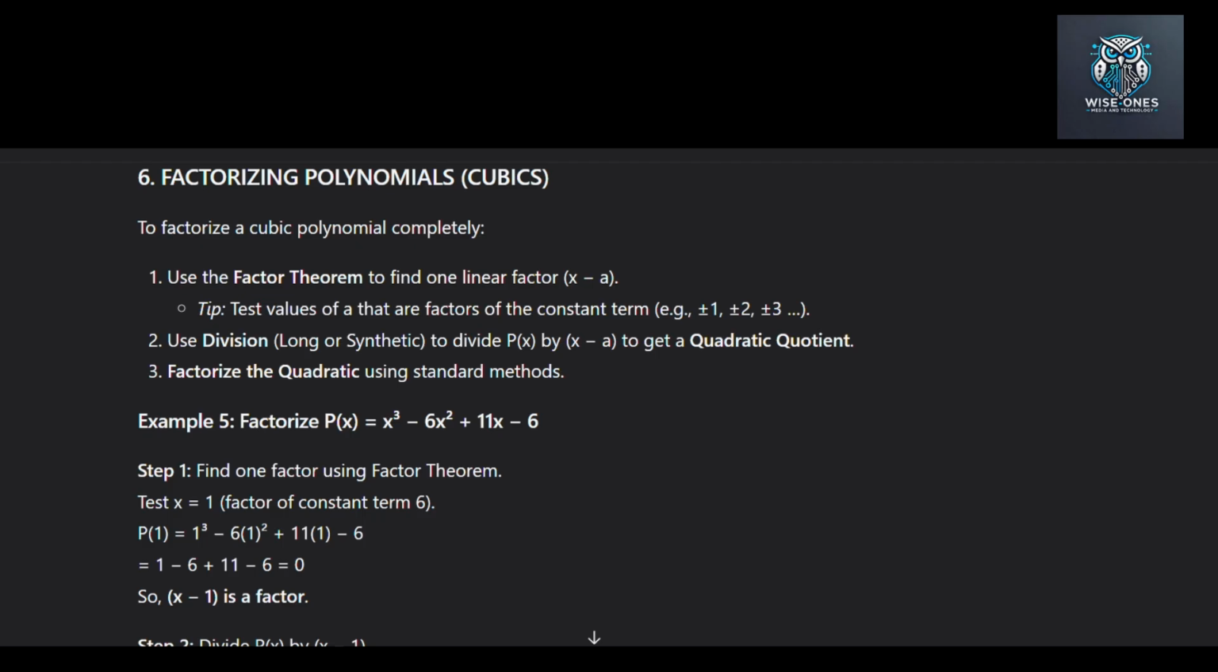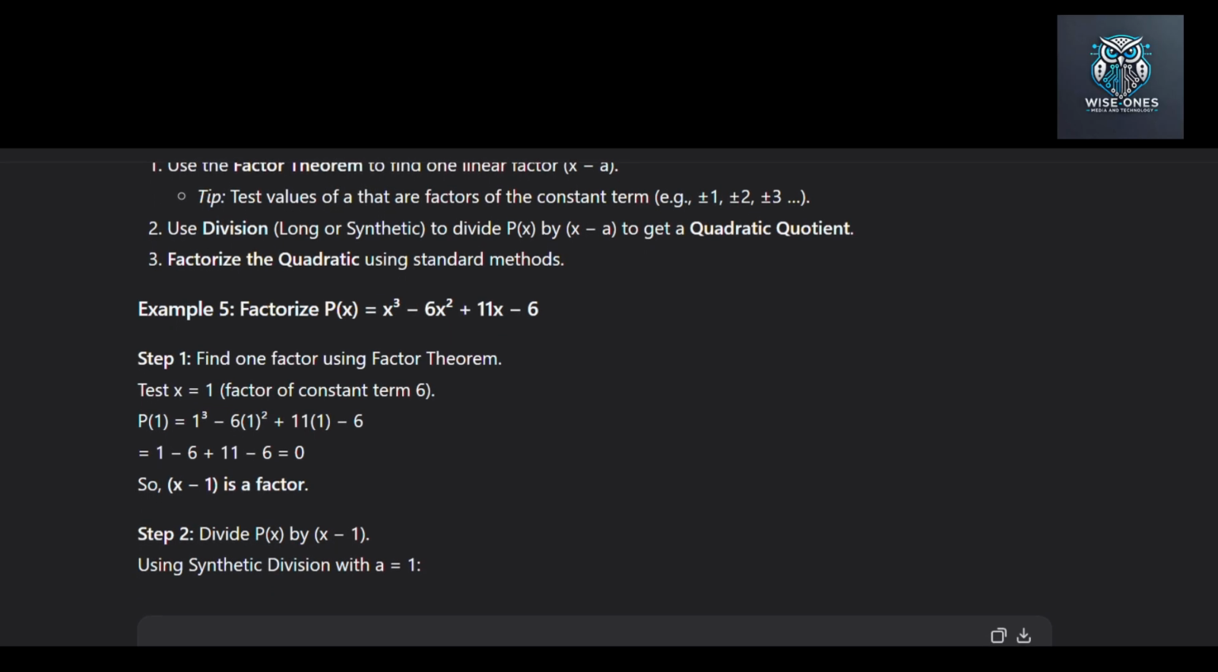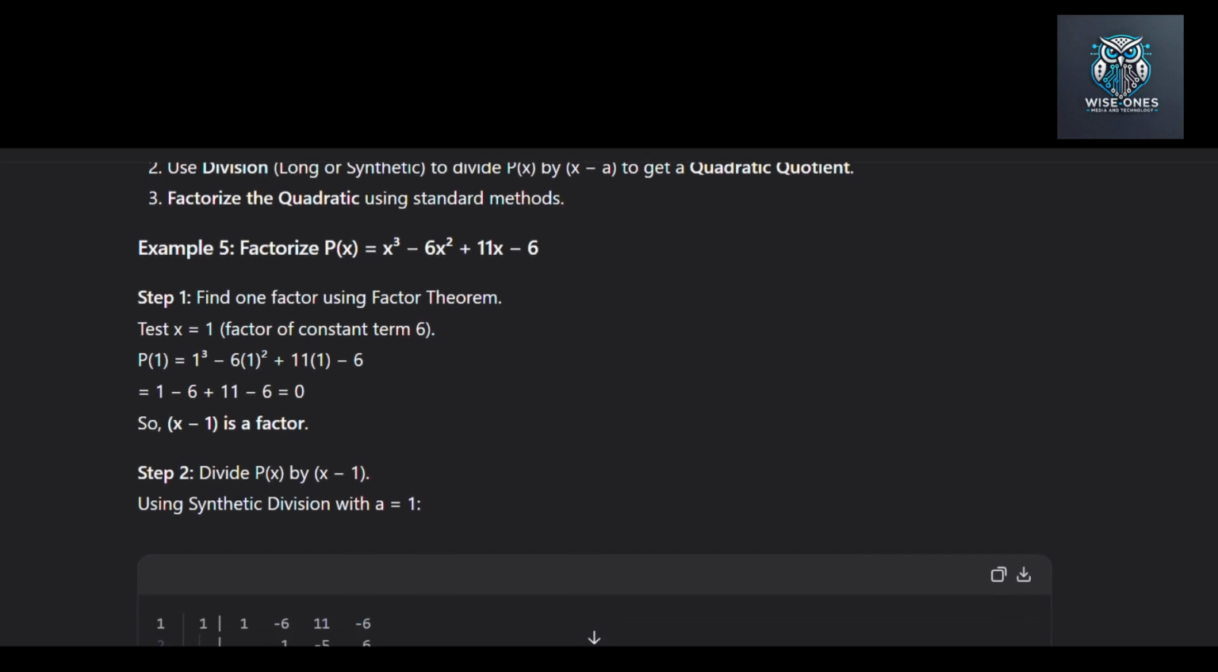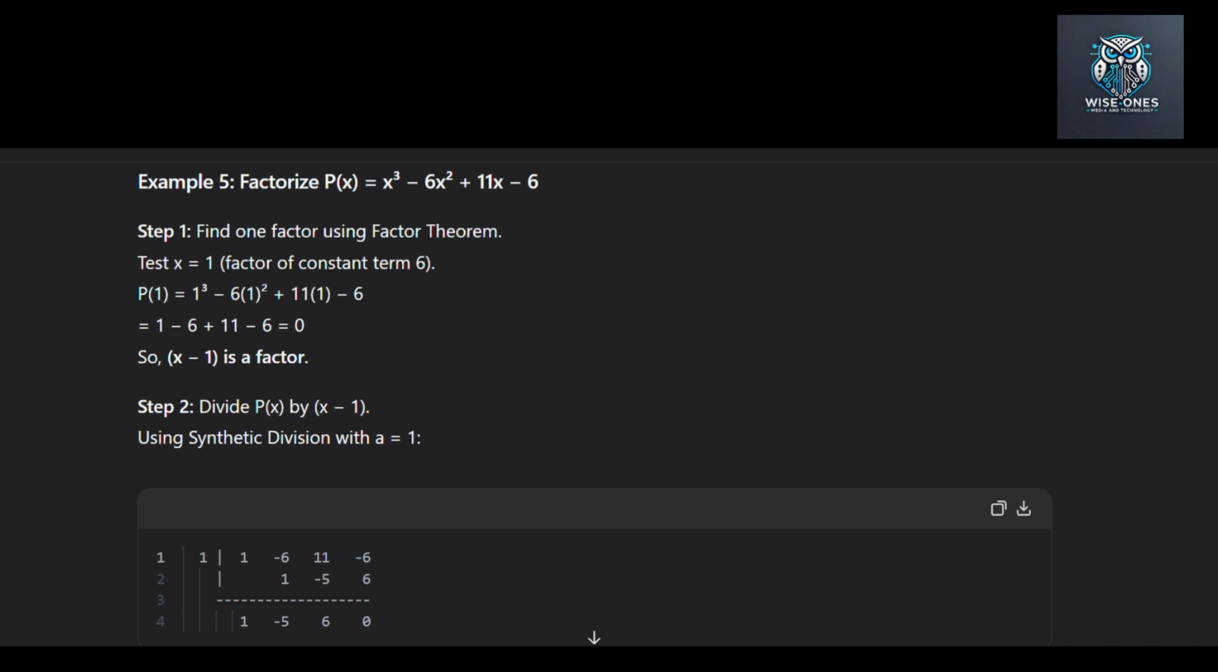Factorize P(x) equals x cubed minus 6x squared plus 11x minus 6. Step 1. Find one factor using factor theorem. The constant term is 6. Let us test x equals 1. P(1) equals 1 cubed minus 6 times 1 squared plus 11 times 1 minus 6. 1 minus 6 is negative 5. Negative 5 plus 11 is 6. 6 minus 6 is 0. So P(1) equals 0. This means (x − 1) is a factor.